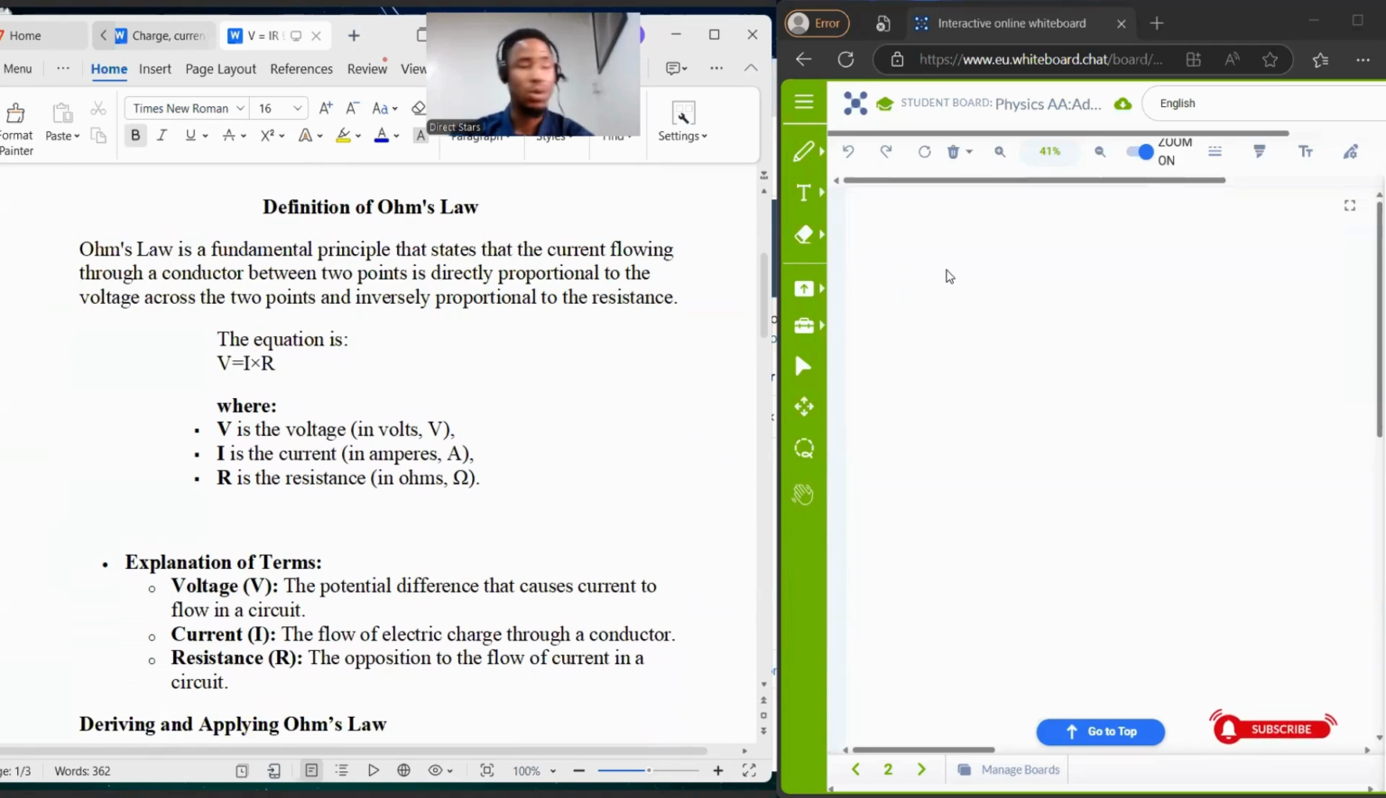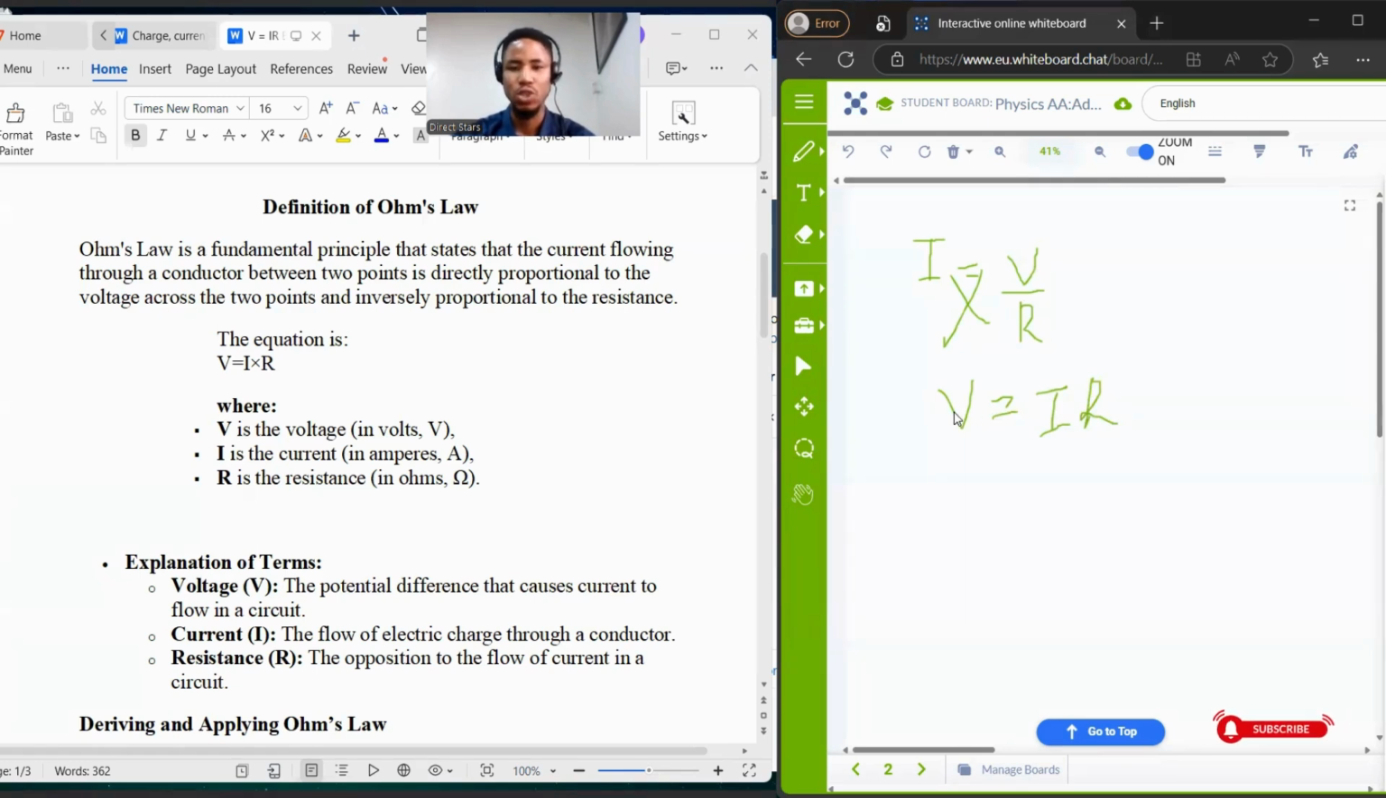What does that mean? I would love to explain this mathematically. The current flowing through a conductor between 2 points, that's I, is directly proportional to V, and inversely proportional to the resistance, that's R. So I equals V over R. That is what Ohm's law states. We can cross multiply: V times 1 is V, and I times R is IR. This is why Ohm's law is V equals IR.